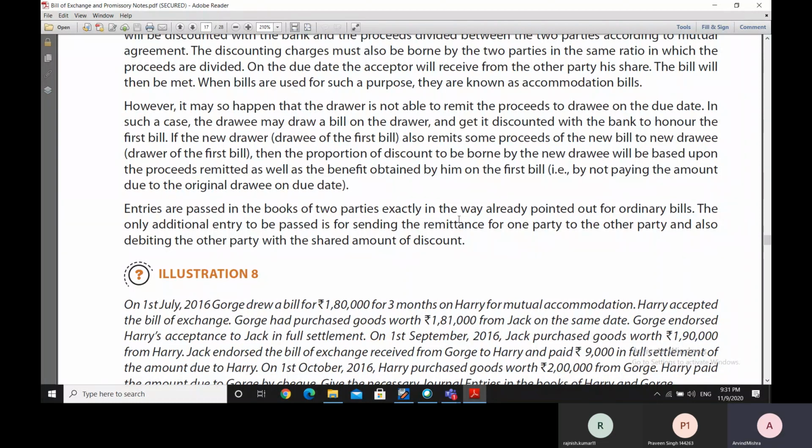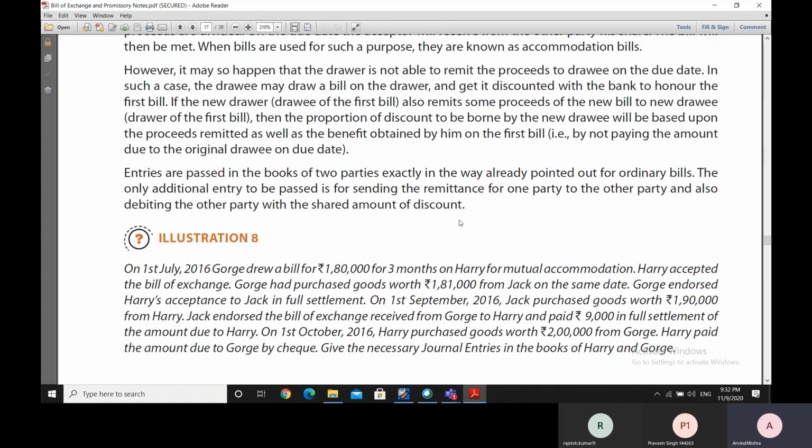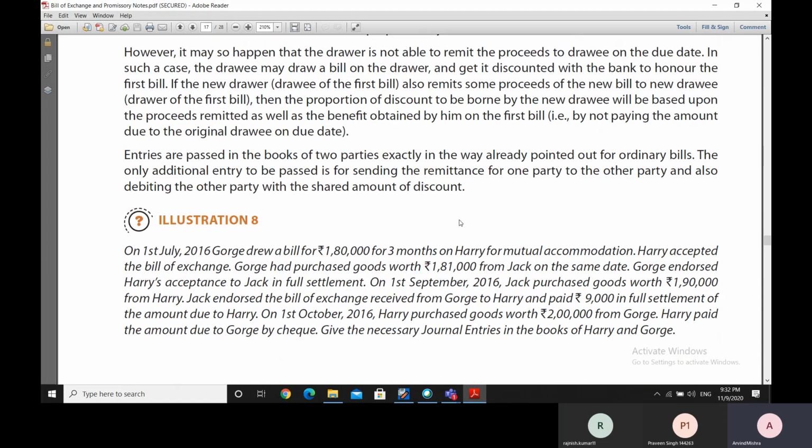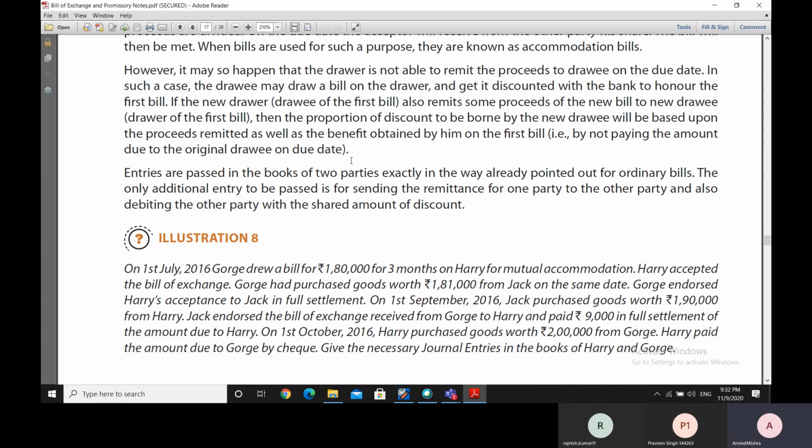So in this case, the one additional entry that is to be passed is for sending the remittance, because the remittance has to be transferred from the drawer to the drawee, or from the drawee to the drawer, from one party to the other party. Another entry would be the debiting of the other party by the shared amount of the discount, because the two parties will share the amount of the discount based on the proceeds remitted as well as based on the benefit obtained on the first bill.